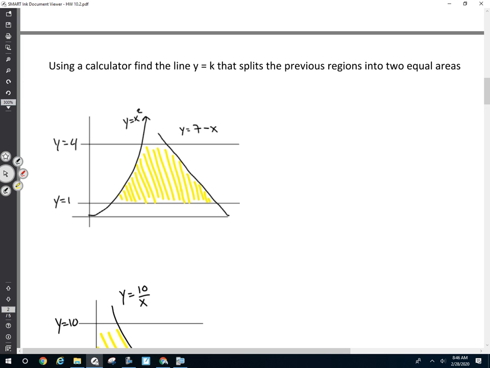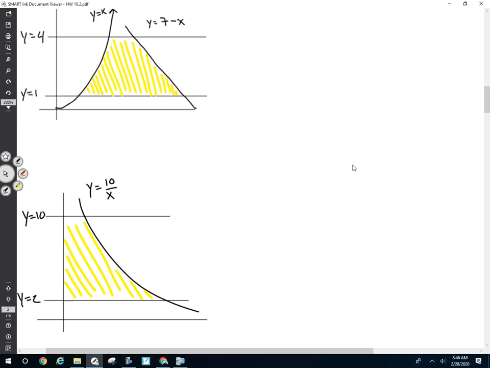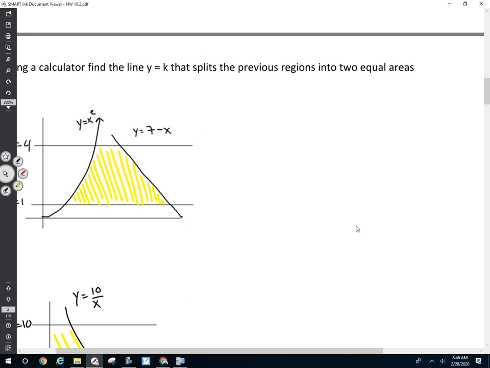Using a calculator, find the line y equals k that splits the previous region into 2 equal areas. So we actually needed to find the area for these, but let's go for it. Well, in this situation, if we think about this y equals k line, we know that this area from 1 to k, this area underneath this line, will be equal to half the total area. So notice we're starting at 1, not at 0. We are used to, like on our quizzes and our past homework, maybe starting from a different value, but we have to make sure we understand we're starting from here.